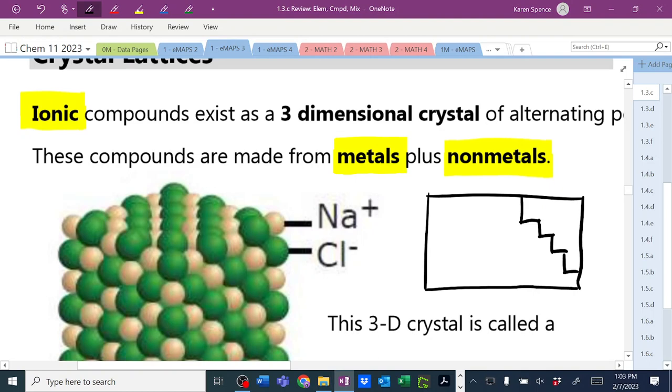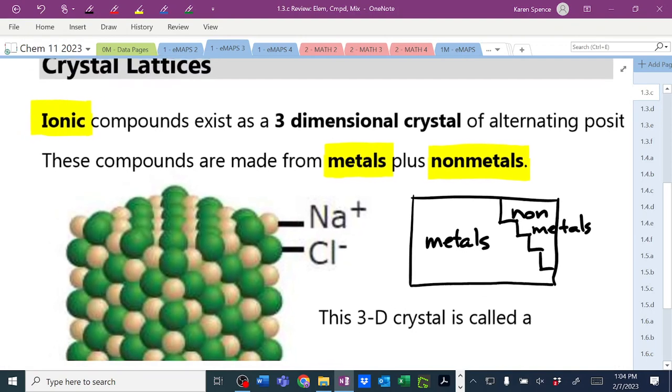Which ones are the metals and which ones are the non-metals? The ones on the left are the metals. And the ones on the right are the non-metals. Is it a great diagram? No, it's not, but it gives you the general area on the periodic table, okay?